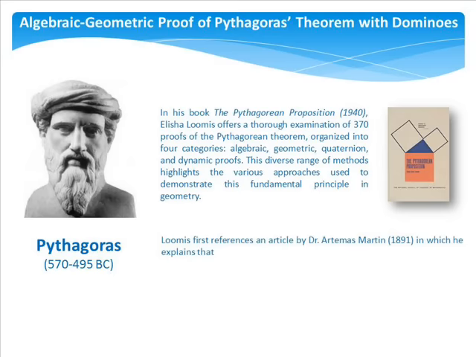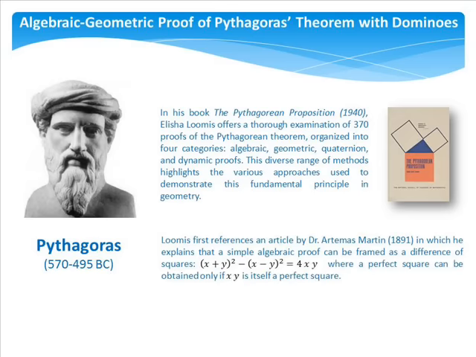Loomis first references an article by Dr. Artemas Martin in which he explains that a simple algebraic proof can be framed as a difference of squares. The square of x plus y minus the square of x minus y equals 4 times x times y, where a perfect square can be obtained only if x times y is itself a perfect square.